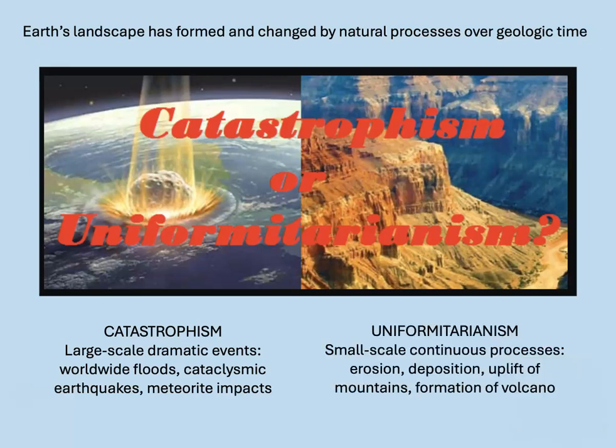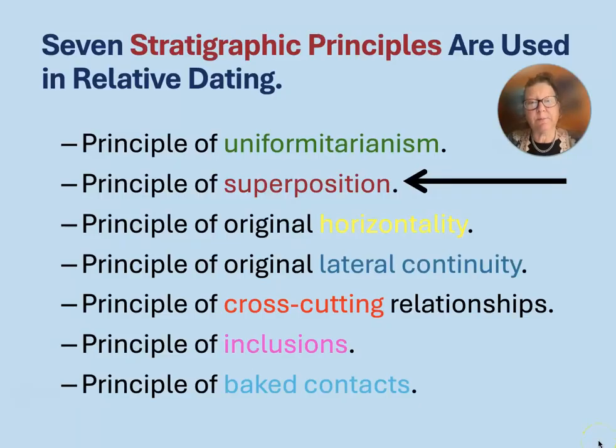Uniformitarianism is more of a small-scale continuous process. Erosion, deposition, uplift of mountains, all of these things take millions and millions of years and happen very slowly, very gradually.